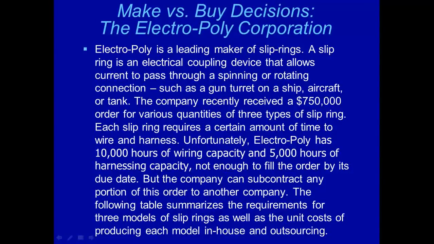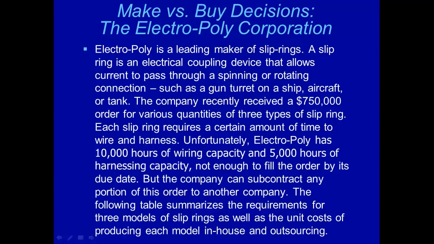Let's look at another example of linear programming. This is about make and buy decisions. Electropoly is a leading maker of slip rings. A slip ring is an electrical coupling device that allows current to pass through a spinning or rotating connection, such as a turret on a ship, aircraft, or tank.